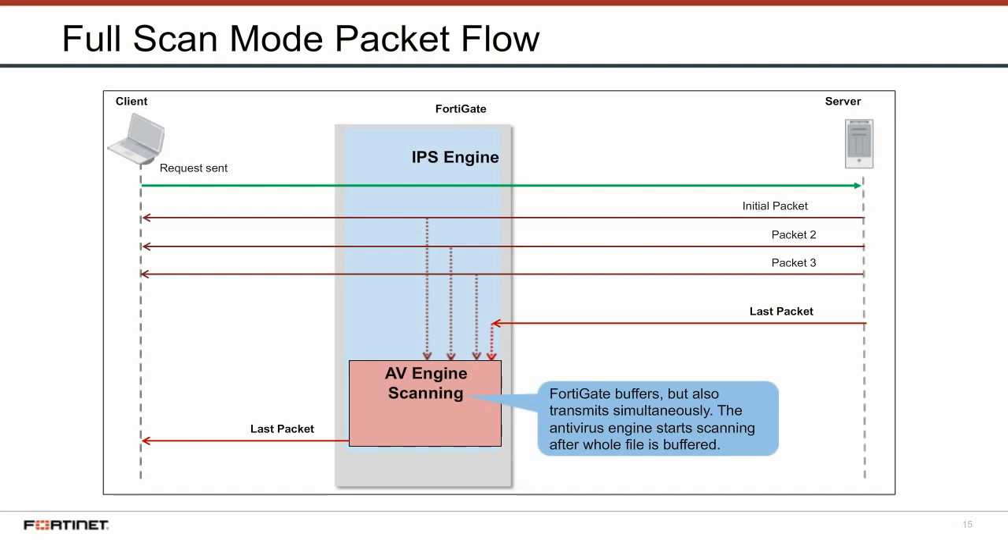If the AV scan does not detect any viruses and the result comes back clean, the last cached packet is regenerated and delivered to the client. However, if a virus is found, the last packet is dropped. Even if the client has received most of the file, it will be truncated and the client will not be able to open a truncated file.